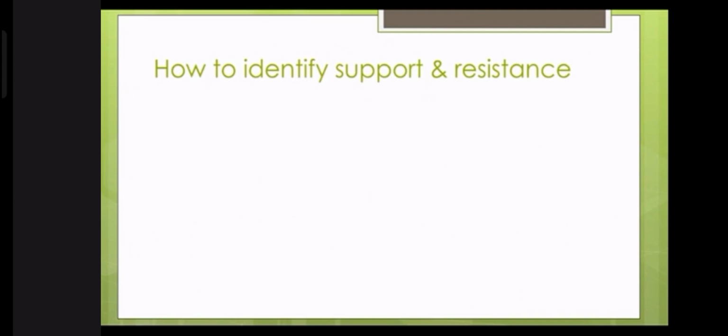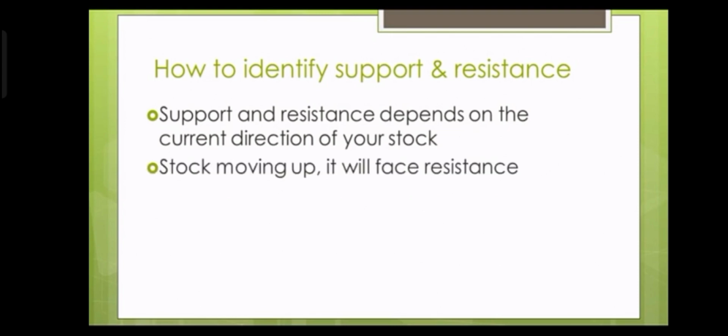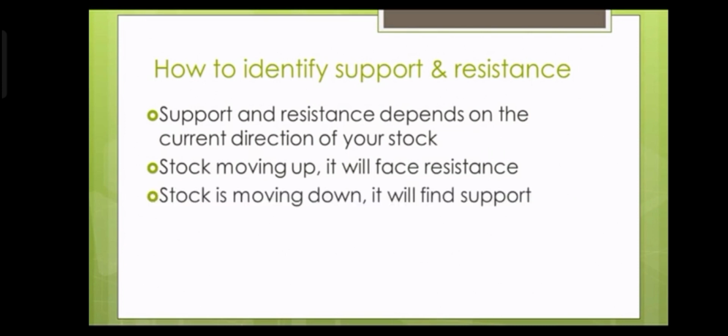Support and resistance levels can be identified depending on the current direction that the stock is moving towards. Now when a stock is moving up, it will face resistance, and when a stock is moving down, it will find support. Note that these levels depend on the current direction that the stock is moving towards and not the trend that the stock is in. So a stock can find support and resistance both in an uptrend and in a downtrend. Let me just give you an example.